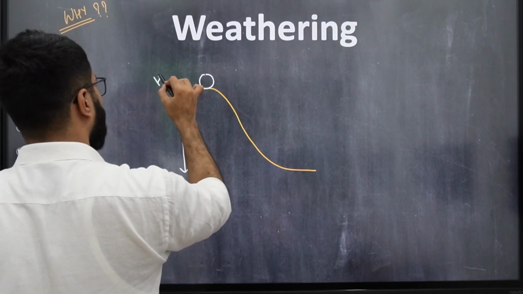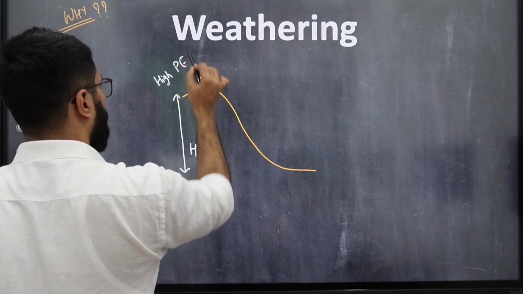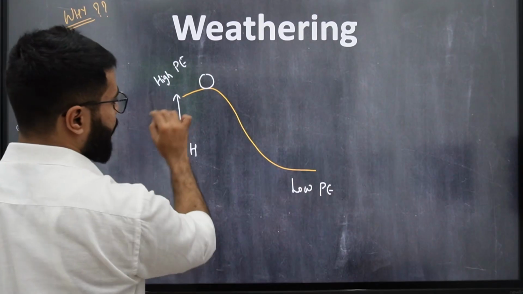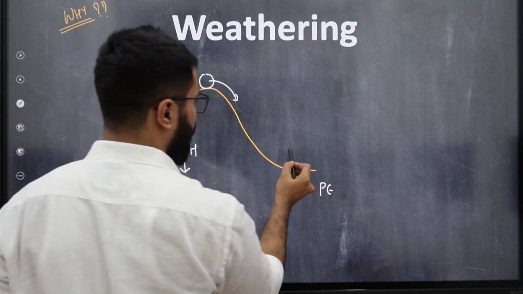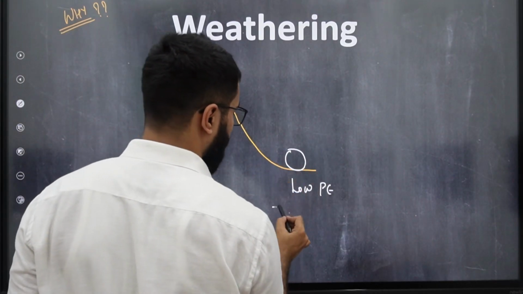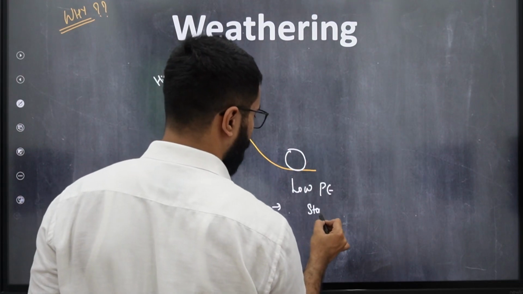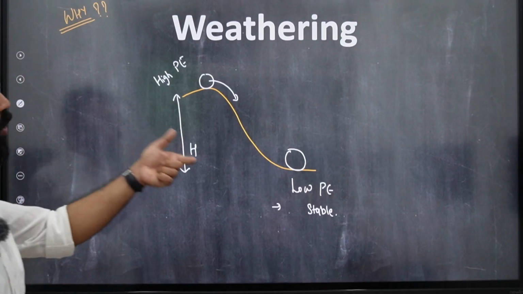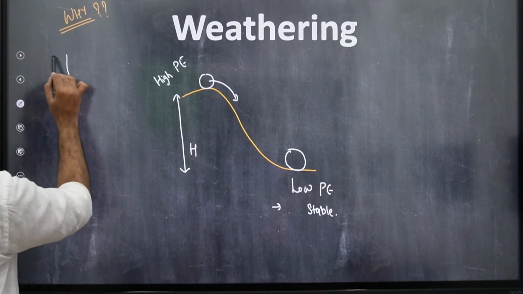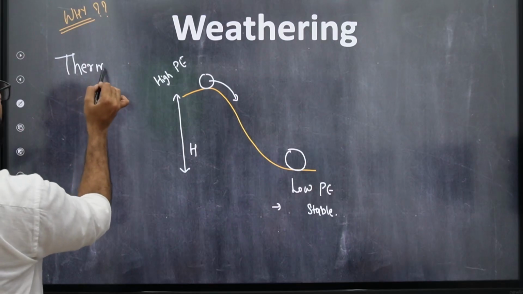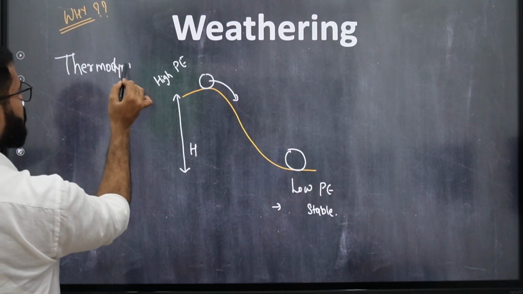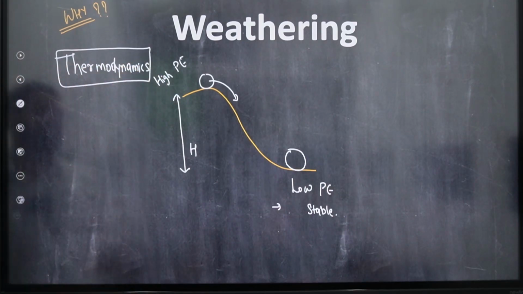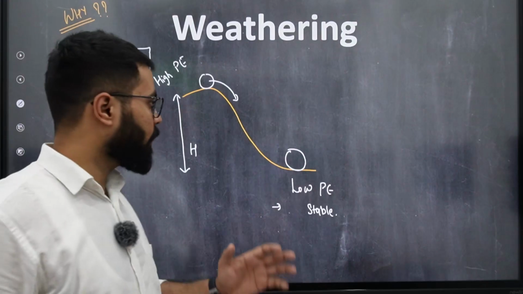Obviously, this will have a high potential energy, and this will have a low potential energy. So the ball has a tendency to move from high potential energy to low potential energy. Why? Because it will be more stable over here, isn't it? So this is what is happening in thermodynamics. Please be patient. Listen to this for a few minutes. Things will be very clear.